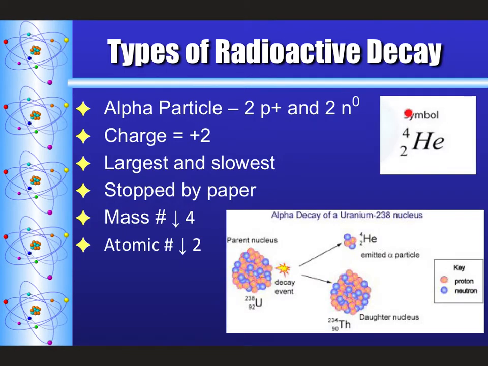First up here, we have alpha decay. So alpha decay shoots off an alpha particle, which really is just a helium nucleus. It's 2 protons and 2 neutrons, which is the nucleus of a helium atom. It's going to have a +2 charge because neutrons have no charge, protons have +1 each. It's the largest and slowest, stopped by a sheet of paper. However, it is going to change your parent nucleus into a daughter nucleus by decreasing the mass by 4 and the atomic number by 2, which makes sense because you're getting rid of 2 protons and 2 neutrons.